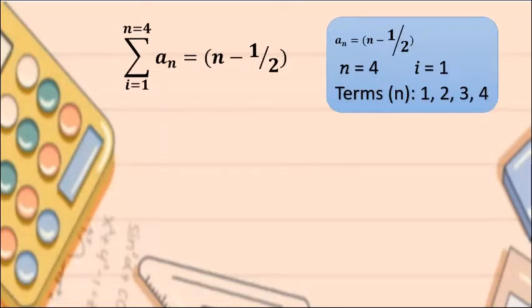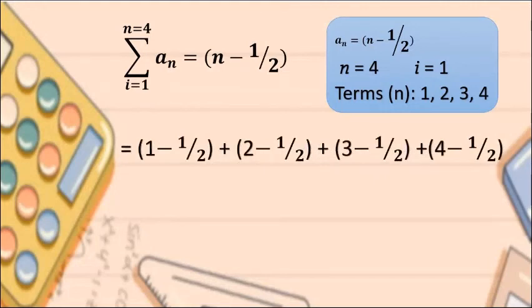Now, let's substitute the value of our terms in place of n. So the equation will look like this: the quantity of 1 minus 1/2, plus the quantity of 2 minus 1/2, plus the quantity of 3 minus 1/2, and the quantity of 4 minus 1/2.